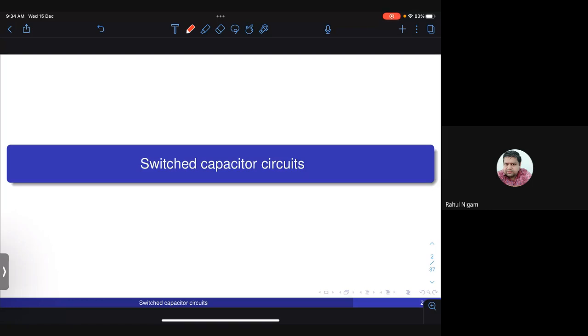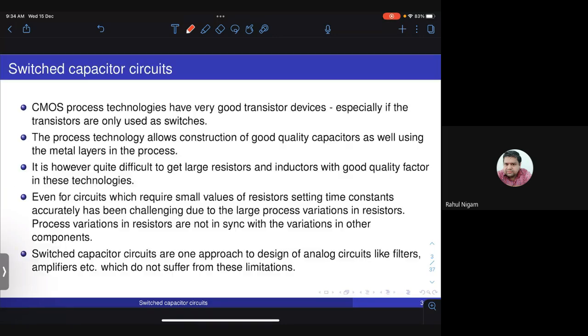So a little bit of background on why we look at these kinds of circuits. If you look at CMOS technologies, we have very good transistor devices, especially if the transistors are used as switches. The process technology also allows construction of good quality capacitors along with transistors. The entire chip is constructed with transistors in silicon and then different layers of metal interconnects. These metal interconnect processes are so well optimized that it becomes possible to make very good quality capacitors.